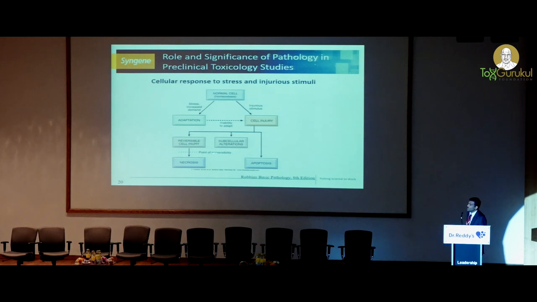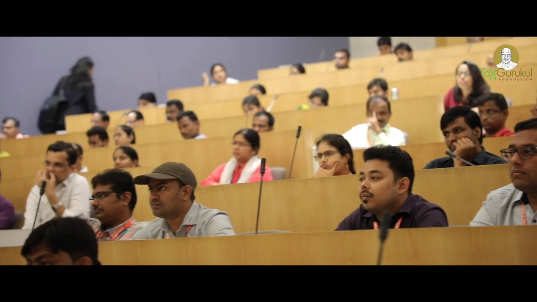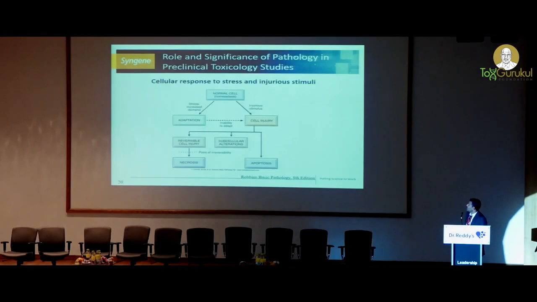The cell injury, again, may be reversible or irreversible. Reversible injury means that if the toxicant is removed or the duration of exposure is short, then the cell becomes normal, so it won't die. But if there is continuous exposure to the toxicant, then the cell will go into the irreversible phase, which is necrosis. Or the toxicant sometimes may directly cause programmed cell death, which is called apoptosis.